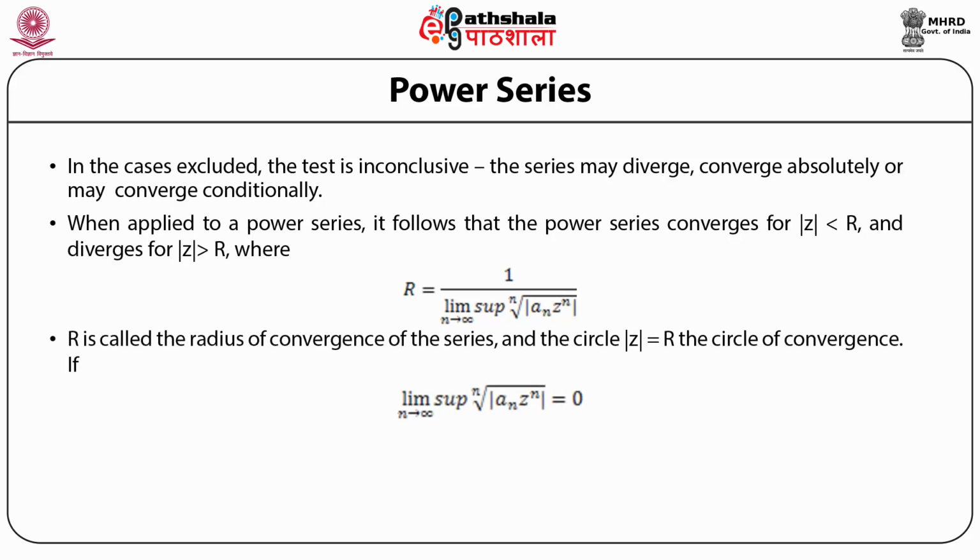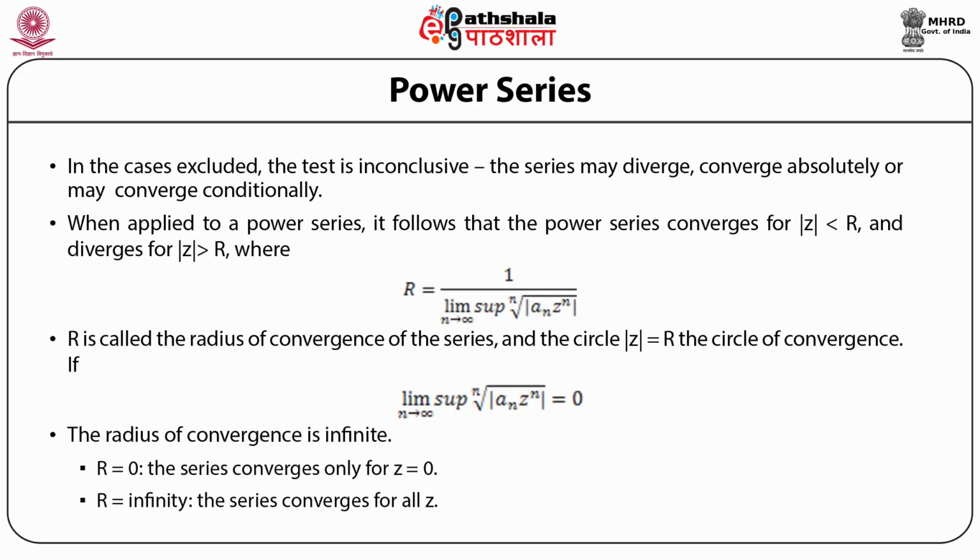R is called the radius of convergence of the series and the circle mod z equal to R, the circle of convergence. If the superior limit as n tends to infinity of the nth root of mod an z raised to power n equals 0, the radius of convergence is infinite. If R is equal to 0, the series converges only for z equal to 0. If R equals infinity, the series converges for all z.